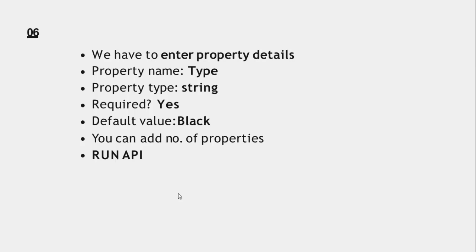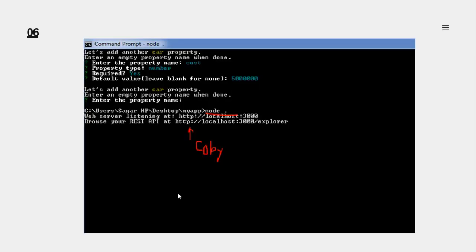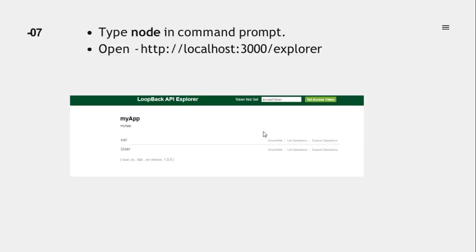In the next step, after pressing enter, you have to run your API. For that you just type node space dot and it will show you a URL. Now you have to open that URL in your browser. It will show you this type of interface.